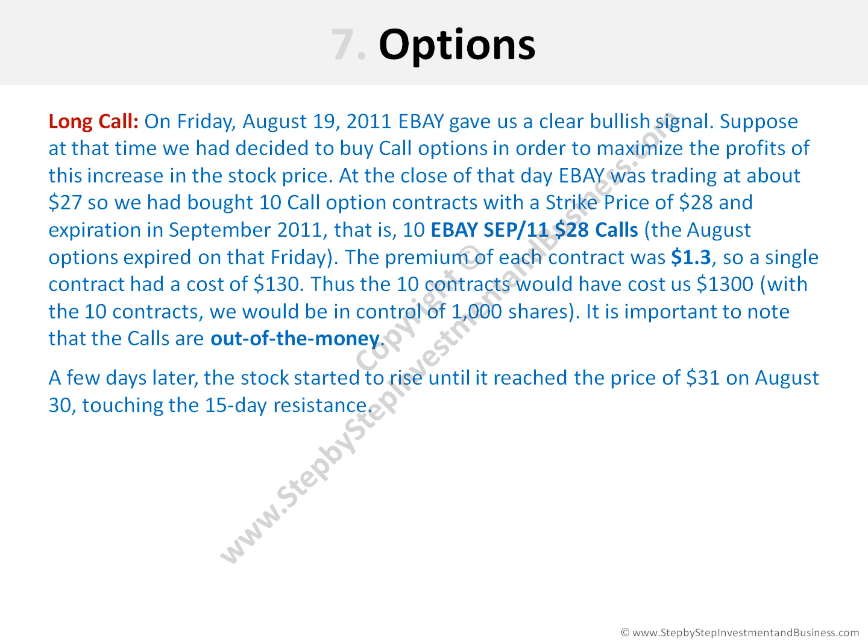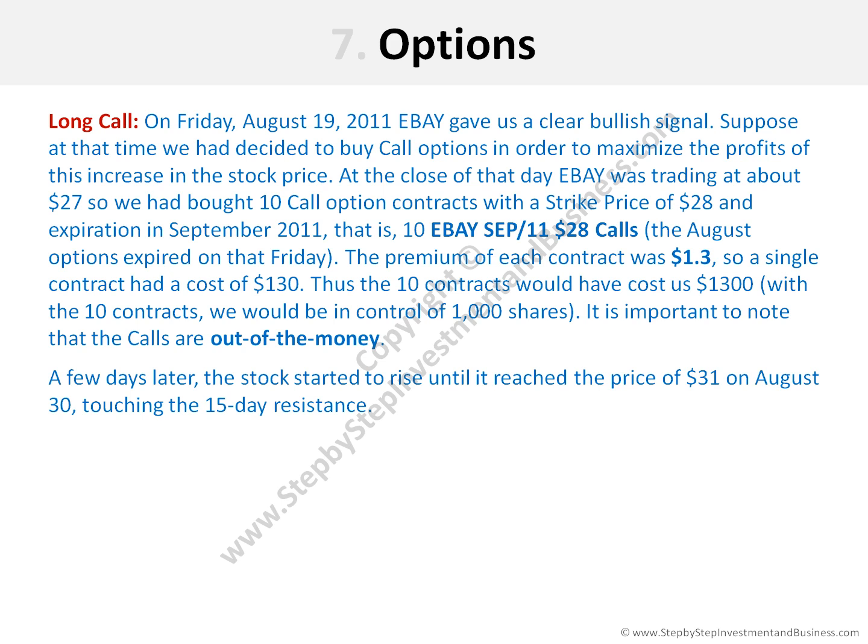The premium of each contract was $1.3, so a single contract had a cost of $130. Remember that an option contract represents 100 shares. Thus, the 10 contracts would have cost us $1,300. With the 10 contracts, we would be in control of 1,000 shares. It is important to note that the calls are out of the money. This is because the strike price of the calls is higher than the stock price.